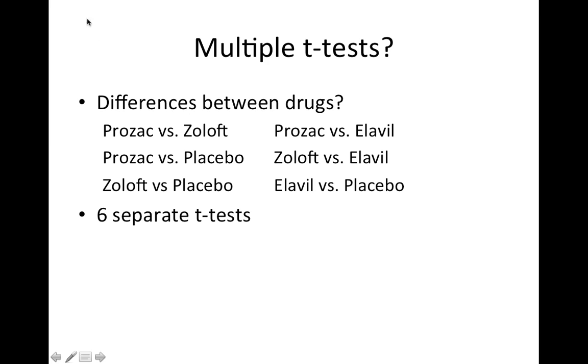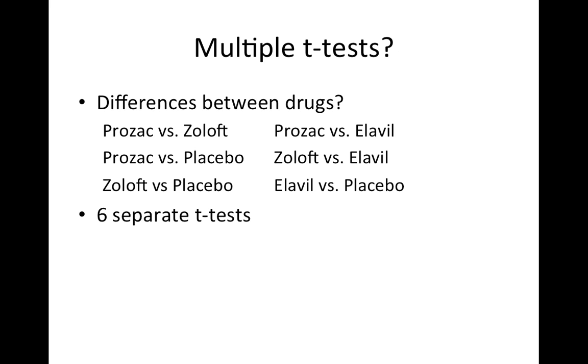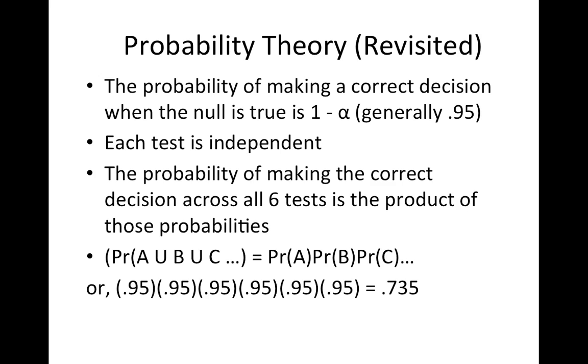So could we do six separate t-tests? I mean, that's what we've got. Well, it turns out that we can't, and we can't because of probability theory. Making a correct decision when the null is true is generally speaking 1 minus alpha. In my lecture on errors in hypothesis testing, one type of correct decision is failing to reject the null when it's true. And the probability of that is 0.95. So when the null is true, the probability of failing to reject it is 0.95. So that's a correct decision.